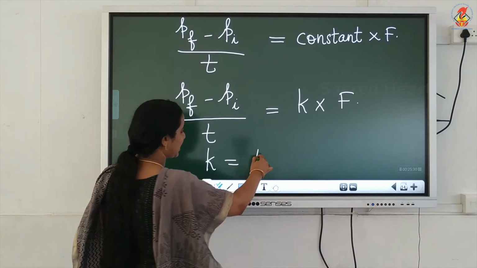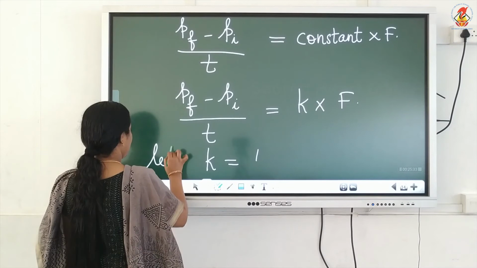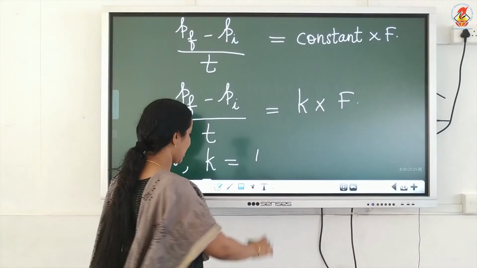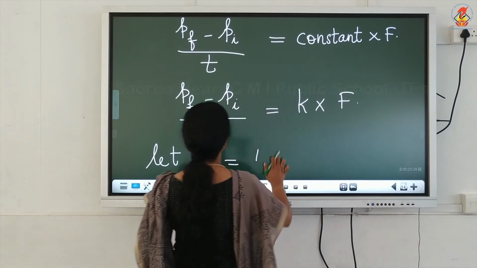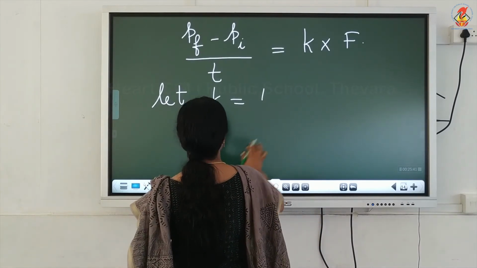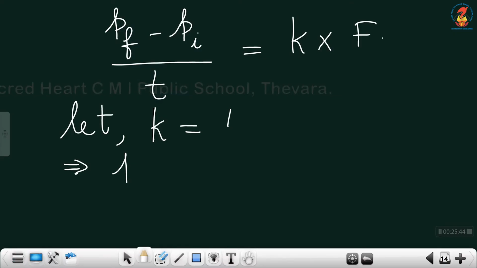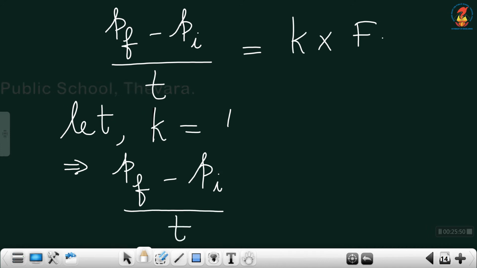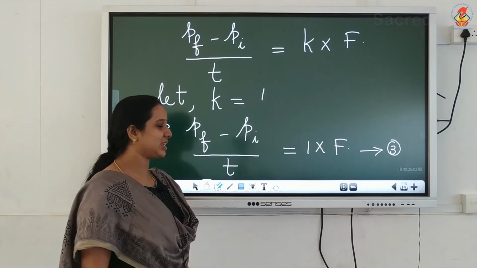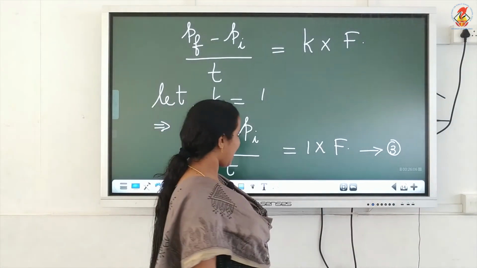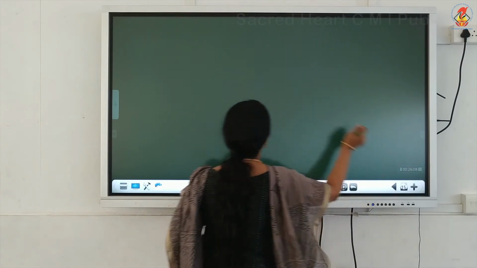Let constant K equals 1. Then the equation becomes (Pf minus Pi) by T is equal to 1 into F. Mark this as equation number 3.